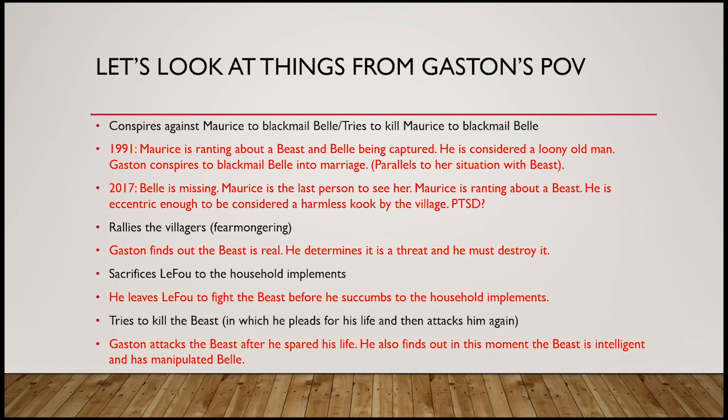So next, his worst offense is sacrificing LeFou to the household implements. He leaves LeFou so that he can fight the beast before he succumbs to the household implements. So he basically leaves him to die. You could make the claim that he trusts him to pick himself back up and fight. It could also be that he recognizes the bigger threat. Really, it's just a jerk move.